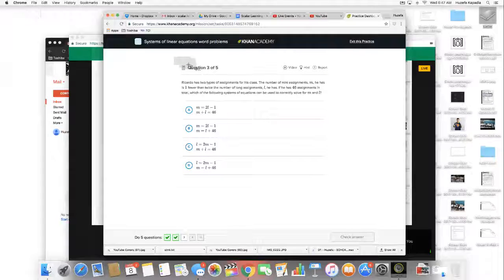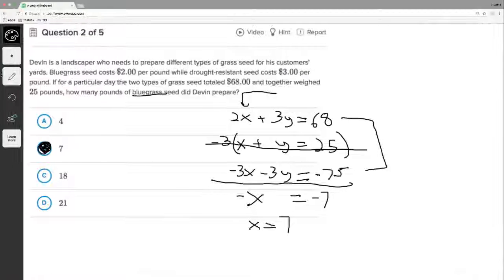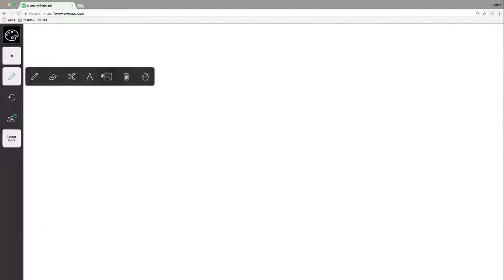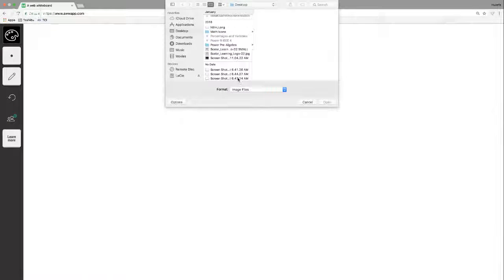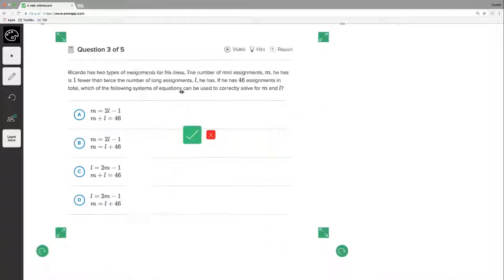Again, this next problem 3, let me move it over here. Looks like we're not actually trying to solve, we're just trying to get the equations. So we have to decipher the words. All right. Let's give it a shot.